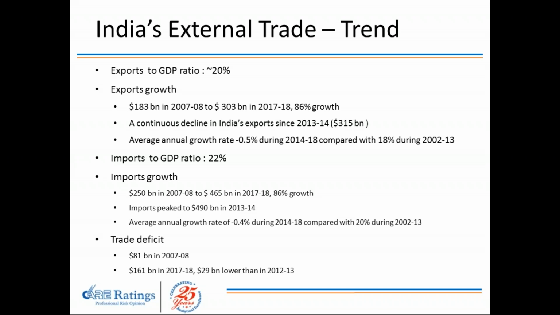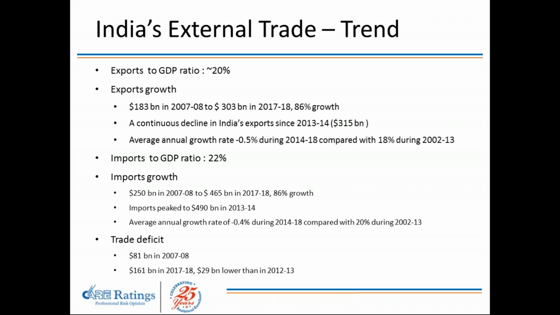There has, however, been a continuous decline in India's exports since FY14, when exports totaled $315 billion. India's average merchandise export growth was negative 0.5% during 2014 to 18, compared with the average annual growth of 18% during 2012 to 13.